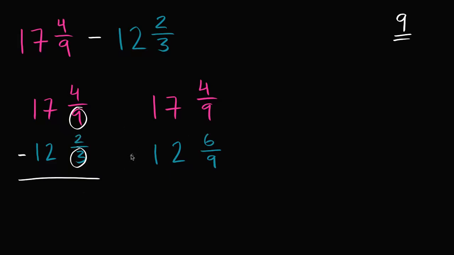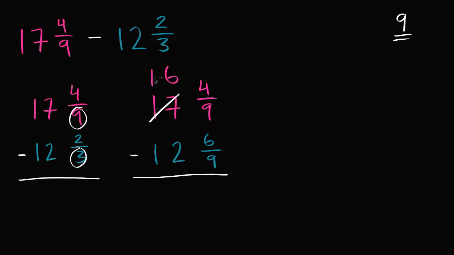And now I can try to subtract. But even here, I have a larger fraction down here that I'm trying to subtract from a smaller one. I have 4/9 minus 6/9. So what can I do? Well, the answer is I can regroup. I can take a whole from the 17. If I take a whole from the 17, that's going to become 16.